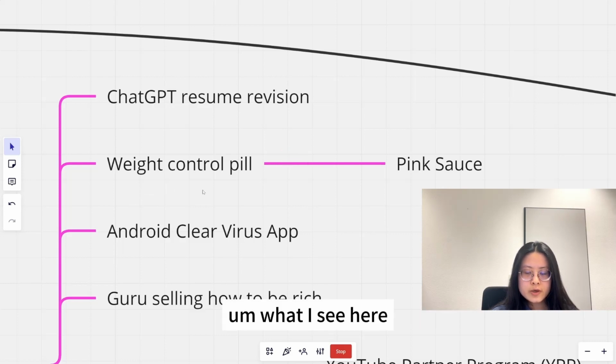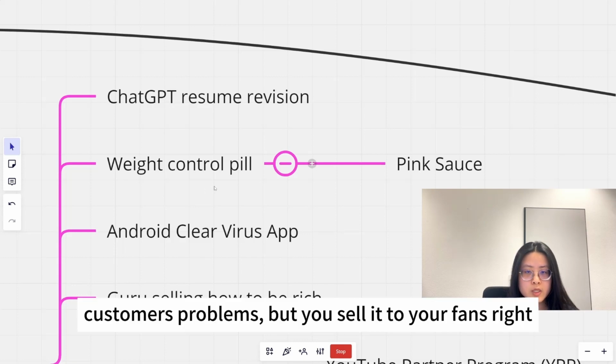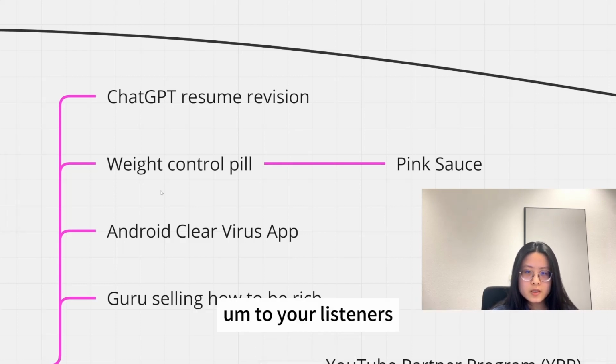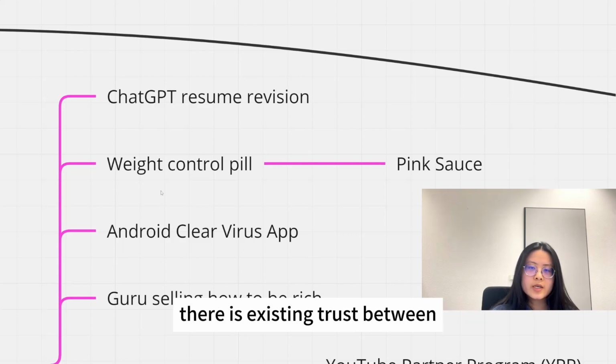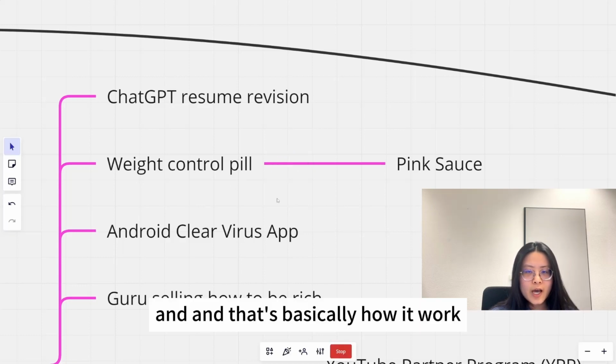What I see here is that you are selling something that can solve your customers' problems, but you sell it to your fans, right? So by selling the product to your fans, to your listeners, who follow you for quite a long time, there is existing trust between you and the final customers. And that's basically how it works.